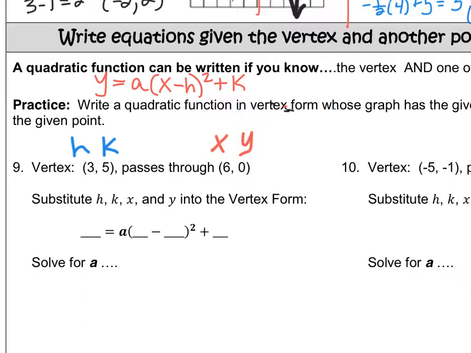So our h value is 3, that's going to go here. Let's do that in blue. Our h value is 3, our k value is 5, our x value is 6, and our y value is 0. Okay, so now that you've got this equation, I want you to pause your video and solve it for a and write our quadratic function in vertex form using the a that you just found. Once you've done that, start the video up and check for the solution.